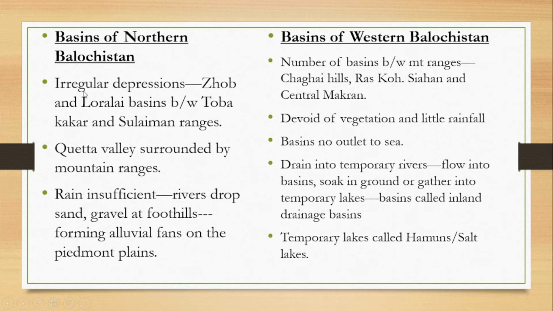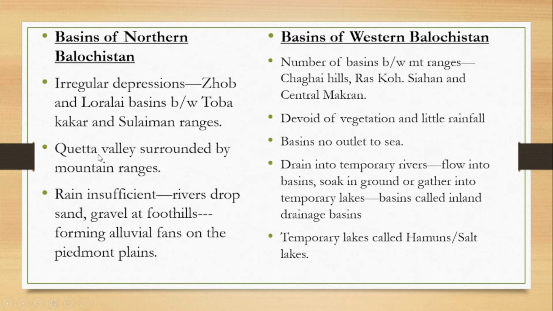So what are basins? They are irregular depressions. We just looked at it. So in the north, we have two basins, Zhob and Loralai, and these basins are found between two ranges, Toba Kakar and the Suleiman ranges. Now don't get worried here, because when I do the map question with you, I'll be talking about these basins and their position then, so it will be easy for you. But here you have to understand what the basins are, okay, in this slide.